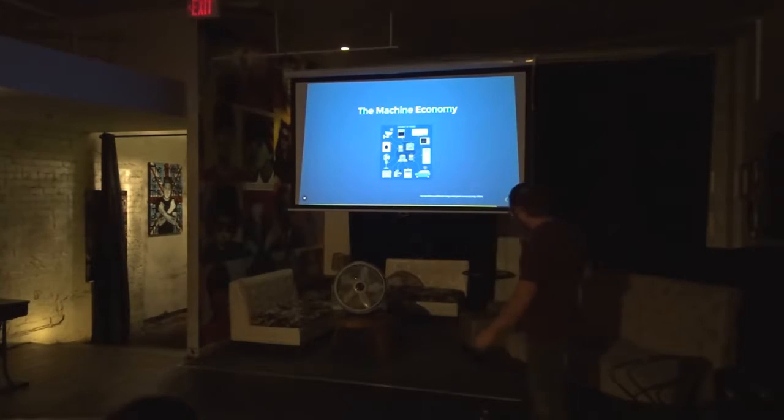Right. Okay, so the last thing that I want to talk about is the machine economy. That's really what blockchain enthusiasts have started calling a more sophisticated version of the Internet of Things. So we've all heard about the Internet of Things. We don't just have computers that are connected to the Internet. We don't just have phones that are connected to the Internet. All these devices are beginning to be connected to the Internet. The toaster, the thermostat, the car, the coffee machine, everything.